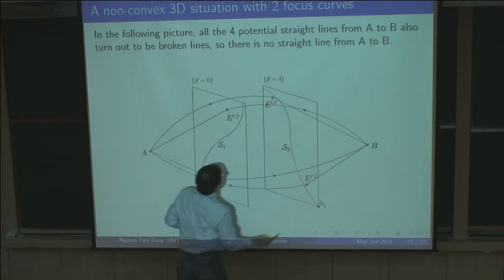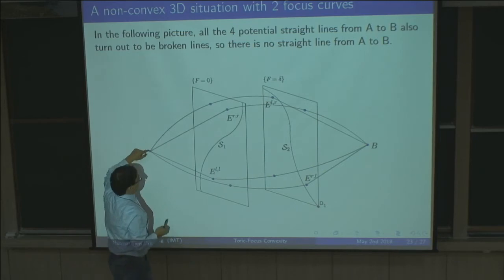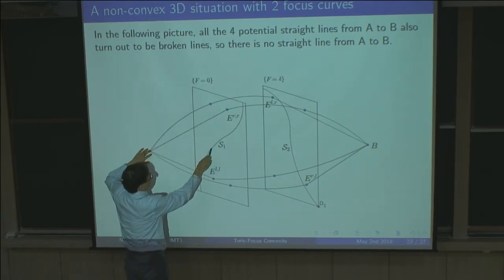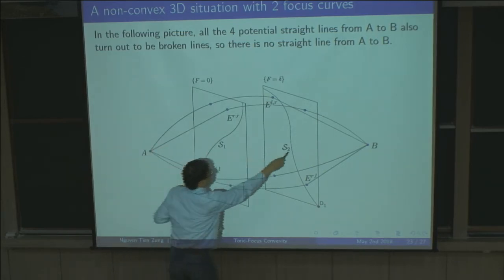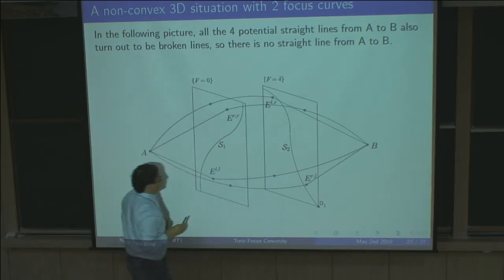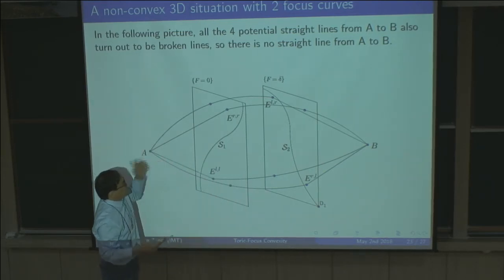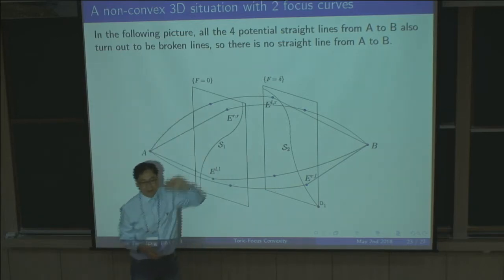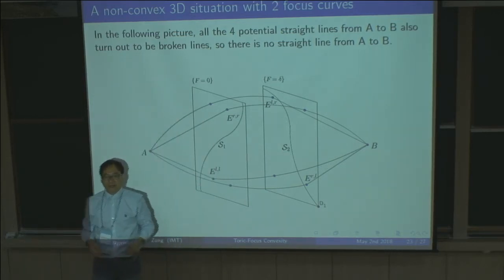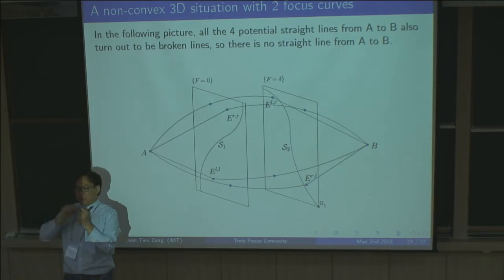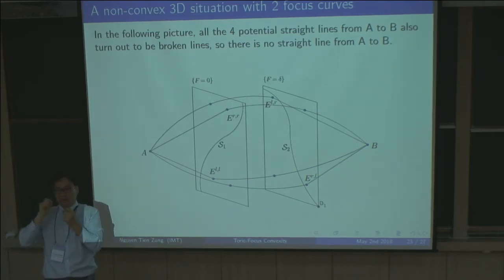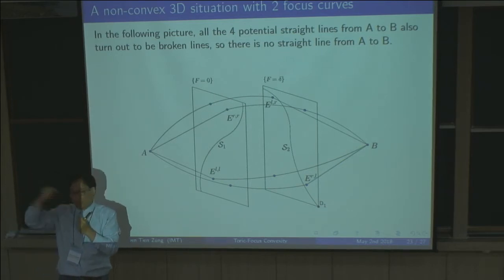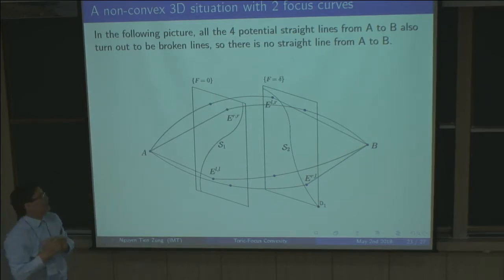Now, there's another phenomenon where you have two focus curves, two curves of focus singularities. So from A to B, when you pass through this one, you have two choices, then you have to pass through this other one, again two choices, so two times two is four choices. But it may happen that the four choices are broken. So it means that there is no straight line. To get a straight line, you can construct 100 possible choices.